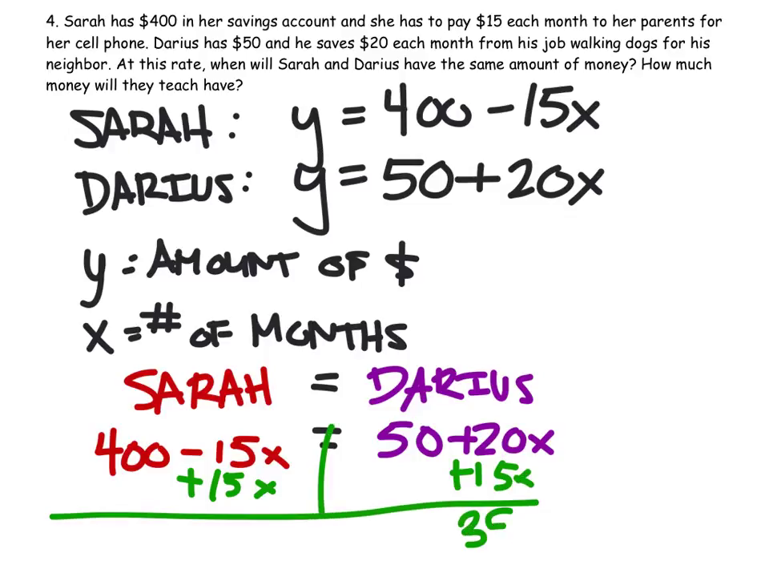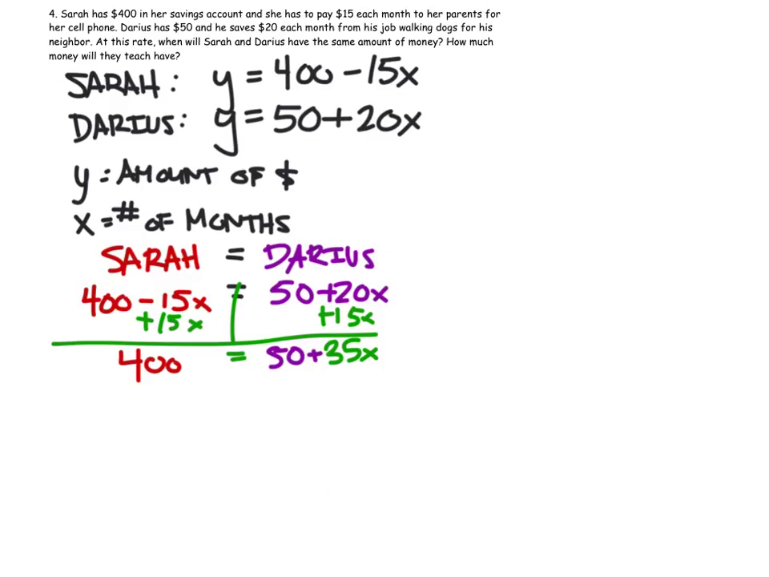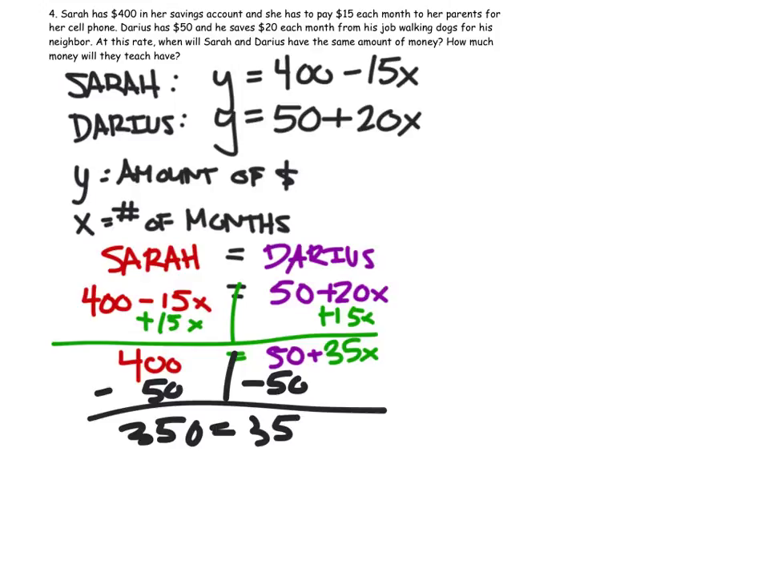And we get 35x right here. We have 400 equals 50 plus this 35x. Now, we got to get rid of that 50, so I would subtract 50 from both sides. Which leaves us with 350 equals 35x. That should be pretty easy to see now. Dividing both sides by 35, we get x, which is the number of months, 10. X, the number of months, will be 10 months.